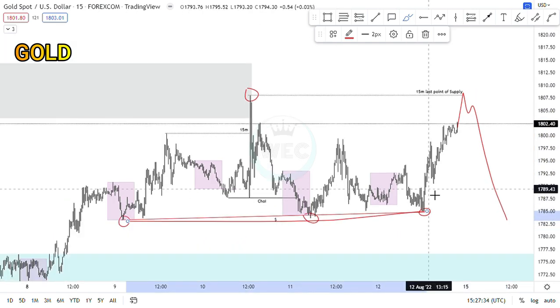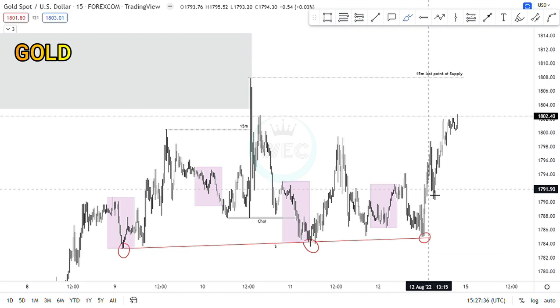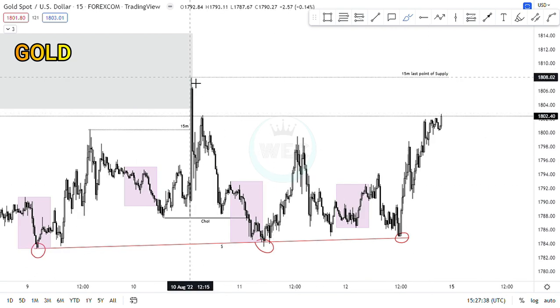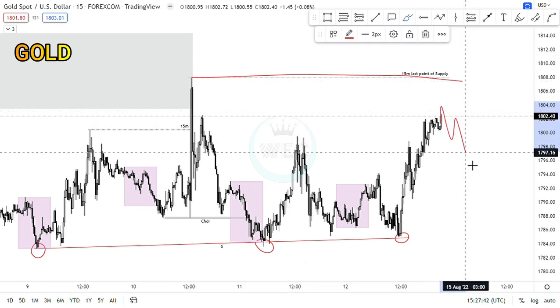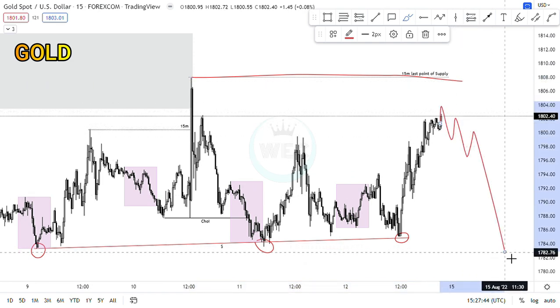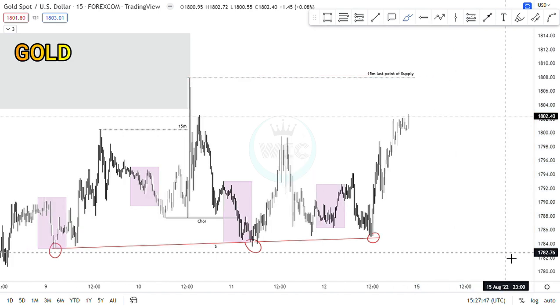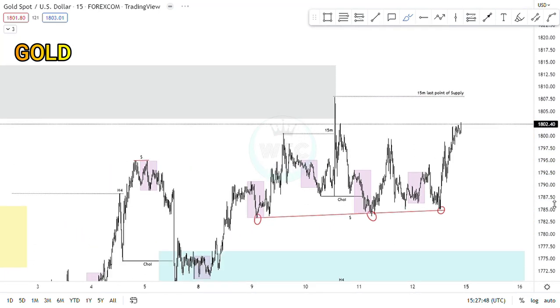Okay, but then looking at what price has presented to us, right? This is the last level of 15-minute supply, and I'll just be looking for what price will do in here. Then I can take the sales to the downside. Okay, so that is what I will be looking at on gold for the upcoming week.